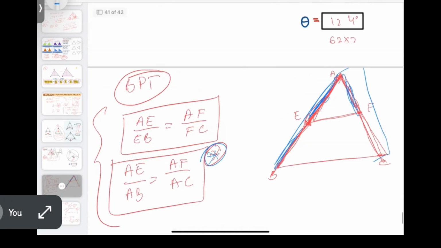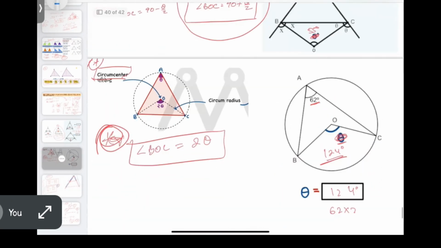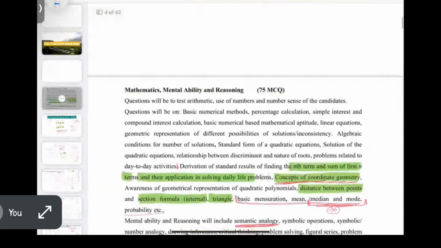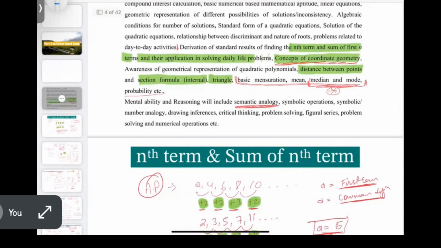Okay. Yeah, that's it. Maybe next session I'll cover the remaining topics that are left. What are the topics that are left? Yeah, mean, median, mode, basic mensuration, and probability.